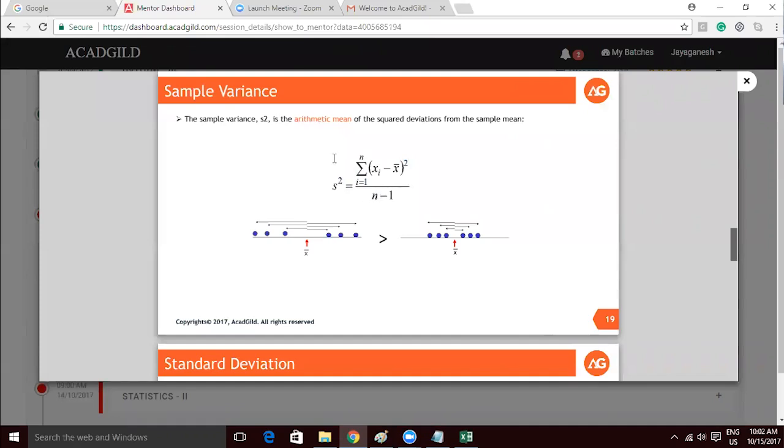Right now I'm not explaining why; I'll give it to you as homework. Just see why sample variance is divided by n minus 1 rather than n. Go through Wikipedia, go through Khan Academy, and tell me the difference. I'll explain in more detail next week.